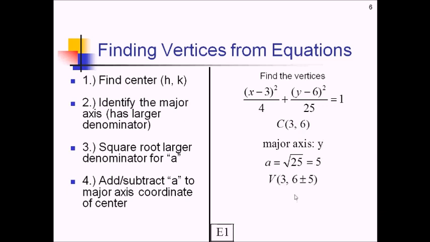So our vertices are going to be at the x value 3, but to find the y values, we have to add 5 and subtract 5 from 6. So that's going to be 3, comma 1 and 3, comma 11.